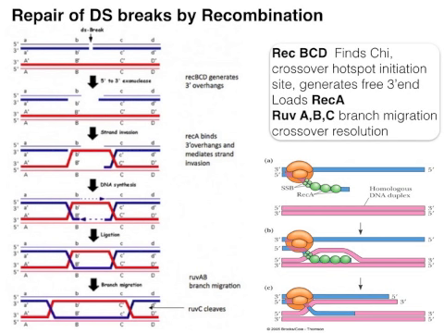Now, in order to separate these 4 strands of DNA into 2 double-stranded molecules of DNA, branch migration is facilitated by the enzymes RuvA and B. The enzyme RuvC cleaves the crossover points in order to generate 2 independent double-stranded portions of DNA.